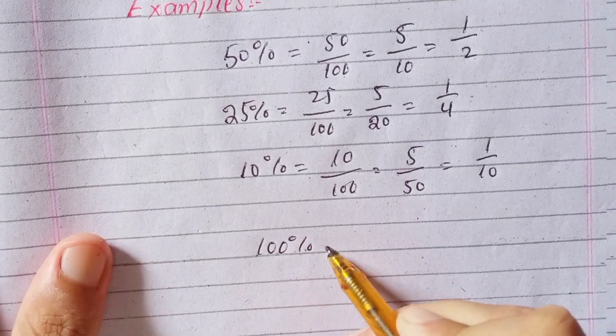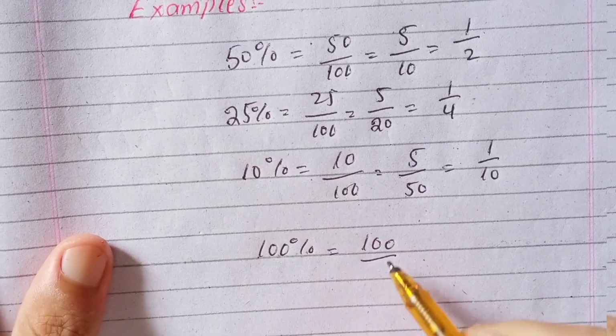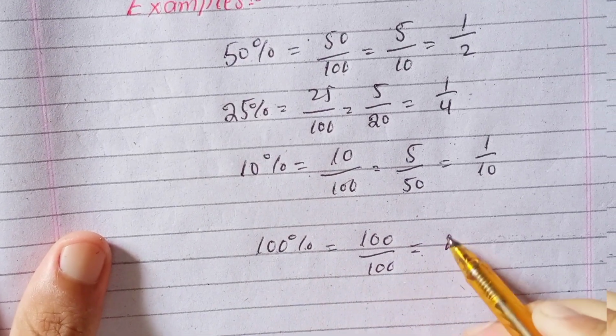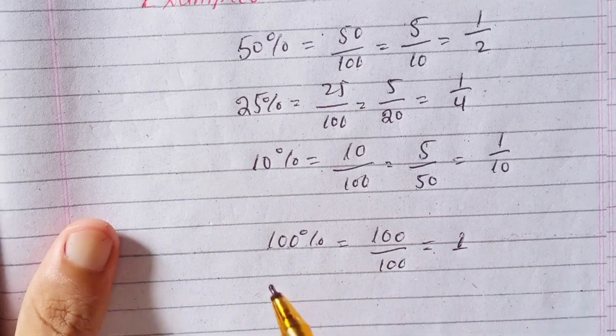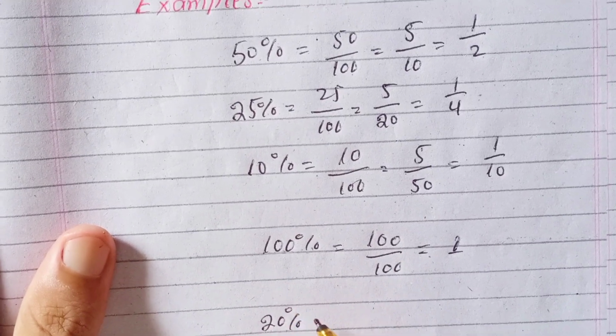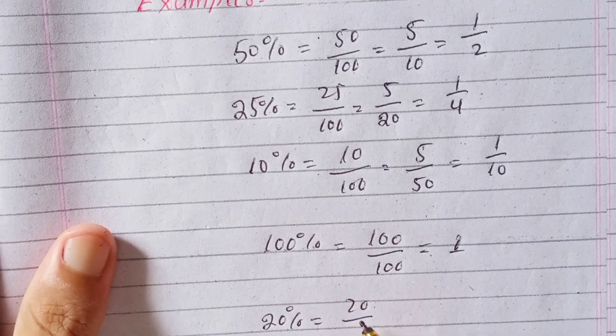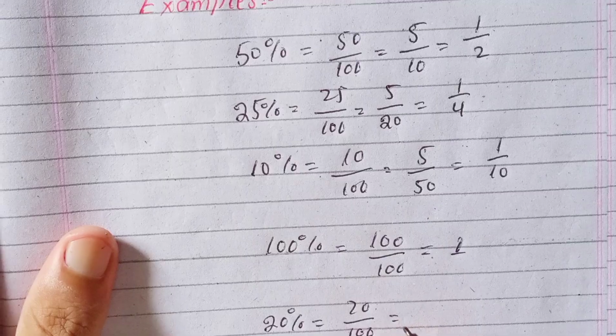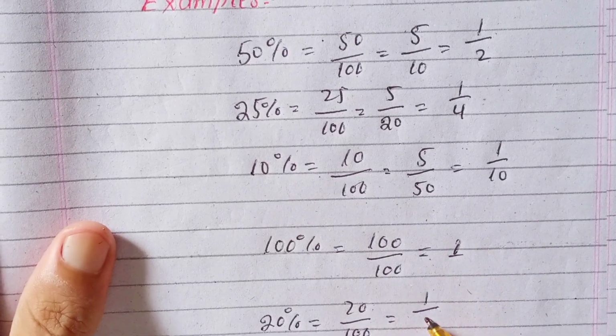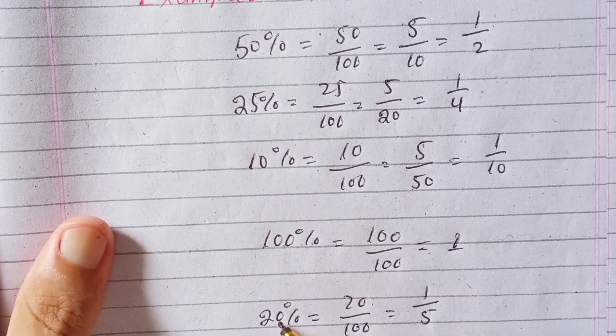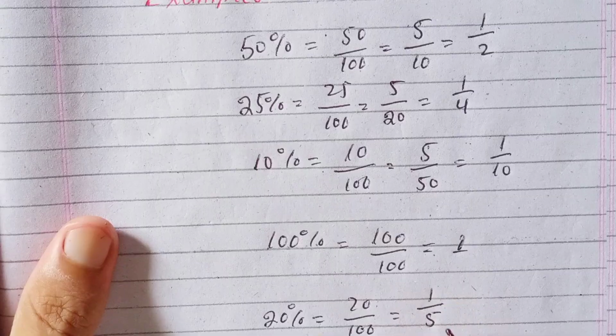100% is equal to 100 divided by 100, which is equal to 1. So 100% is equal to 1. 20% is equal to 20 out of 100, which is equal to 1 out of 5. So 20% is equal to 1 out of 5.